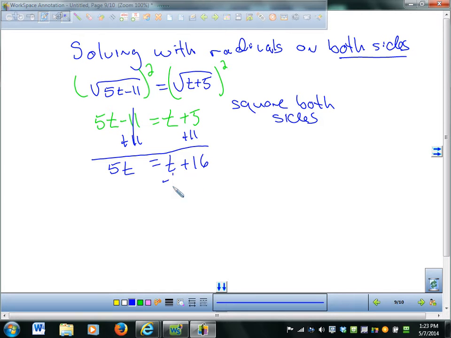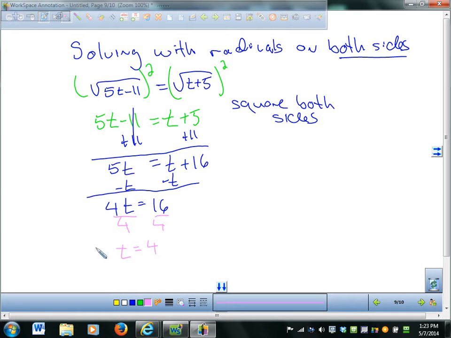What's next, Aiden? Minus t. Okay, so I have 4t equals 16. And then divide by 4, and I get t equals 4.